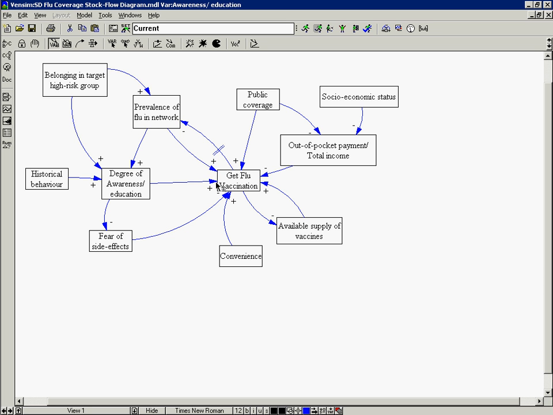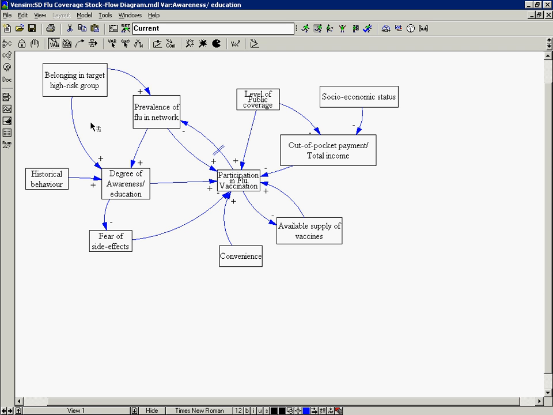So, flu vaccination, participation in flu vaccination. Maybe it means something like that. I'll just conjecture. Okay, available supply of vaccines. That's pretty clearly ordinal. Out-of-pocket payment, yeah. Public coverage, maybe degree of public coverage, or level of public coverage, something along those lines. Belonging in target high-risk group. This might be whether belongs to. I can kind of understand that. So you might say it's binary, dichotomous. You either are or are not in it, and you are is a higher value than not. So we code it as 1 and 0 or something like that.